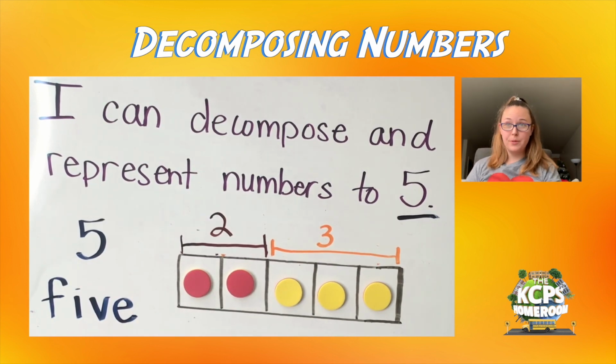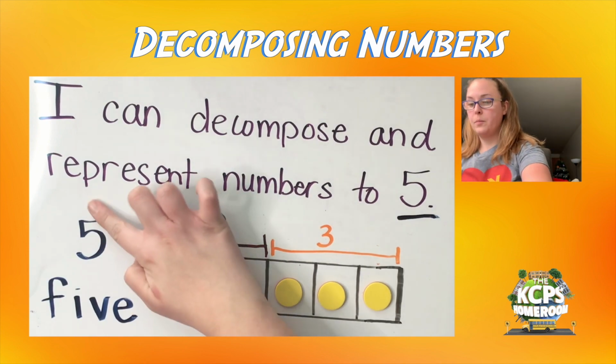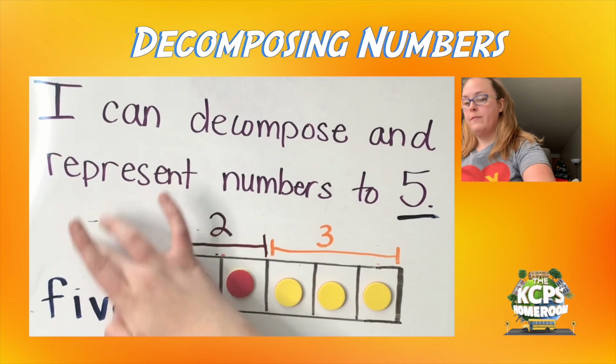We're going to go back really quickly, and we're actually going to decompose a different number. A number that's close to 5, but that is not 5. So let's look very quickly.